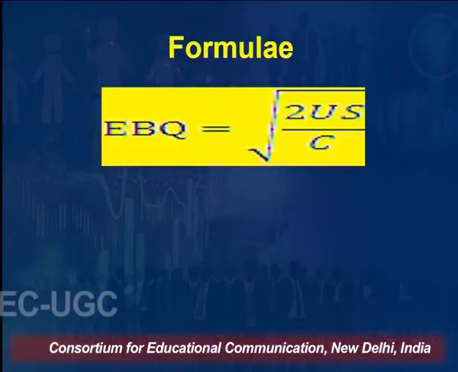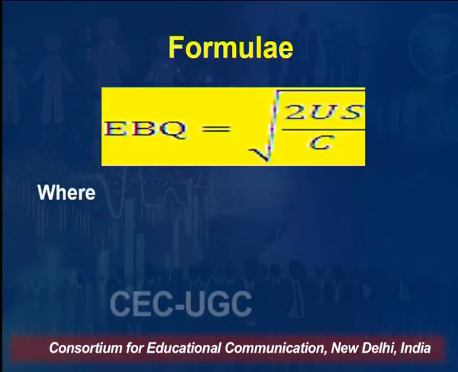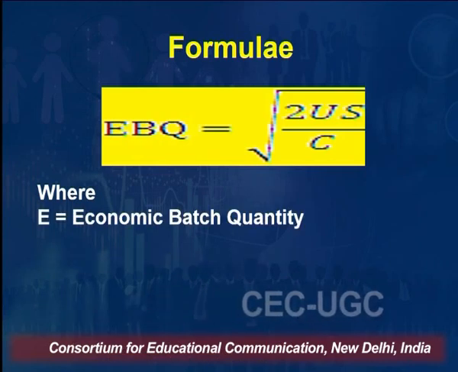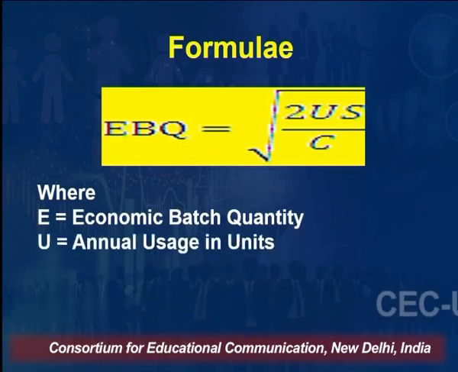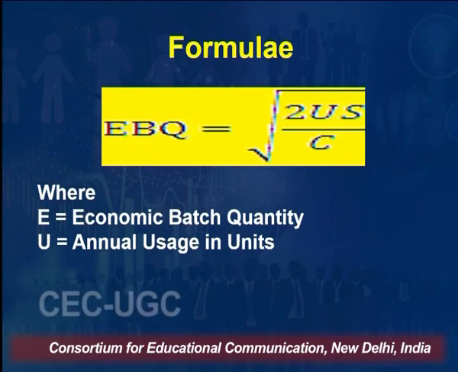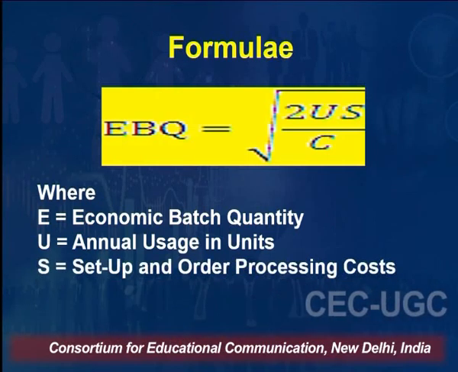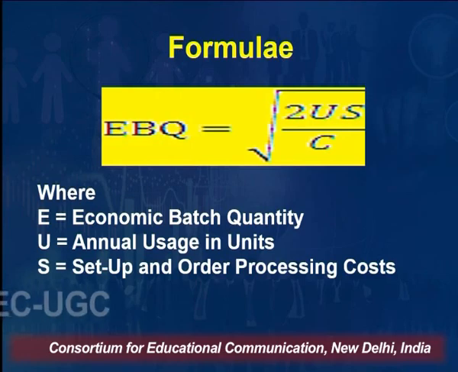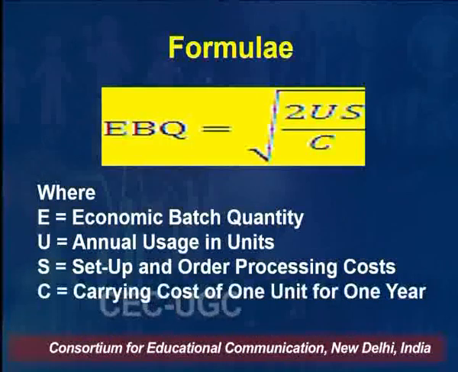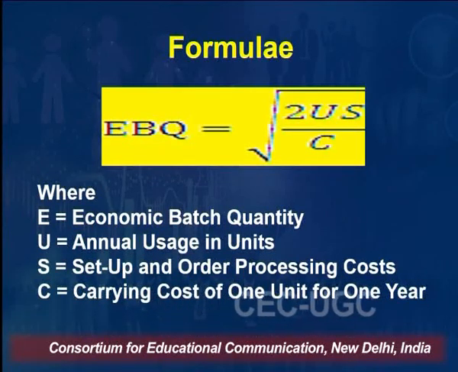So let us have a look at the formula. The formula for EBQ is the square root of 2US divided by C. Let me explain: EBQ is economic batch quantity, 2 is the numeric 2, U stands for annual usage in units, that is your annual consumption, S stands for setup and order processing cost, what you call setup cost or order processing cost, and C, needless to say, is the carrying cost of 1 unit for 1 year.